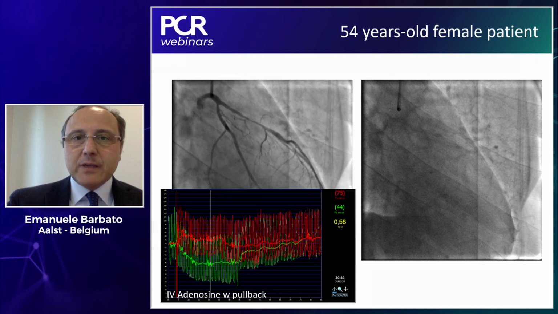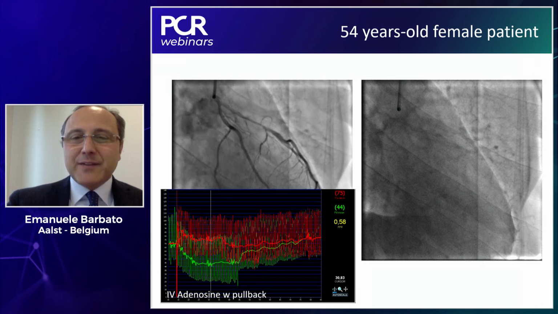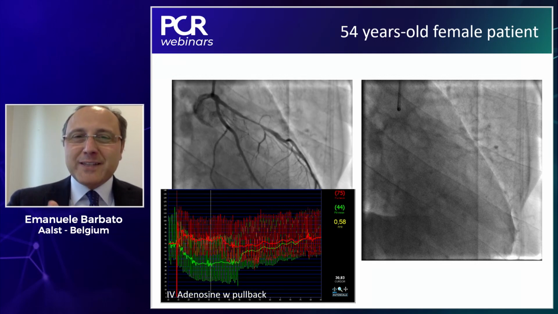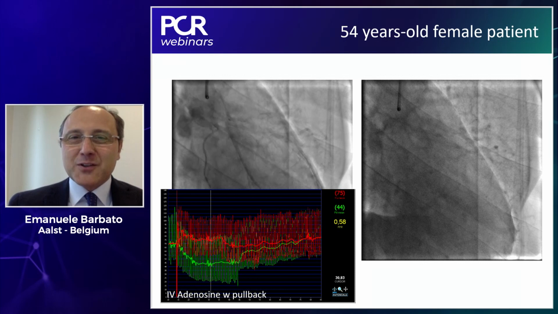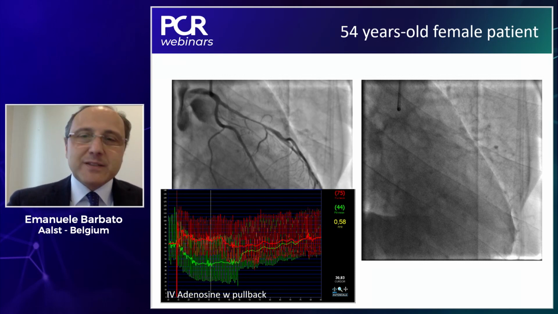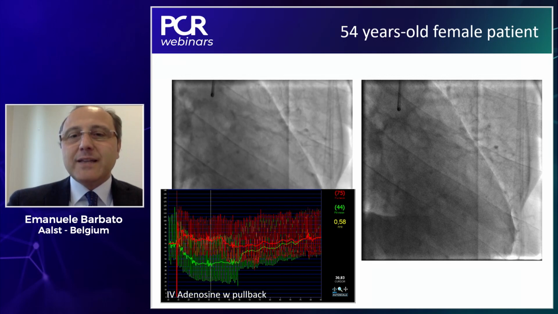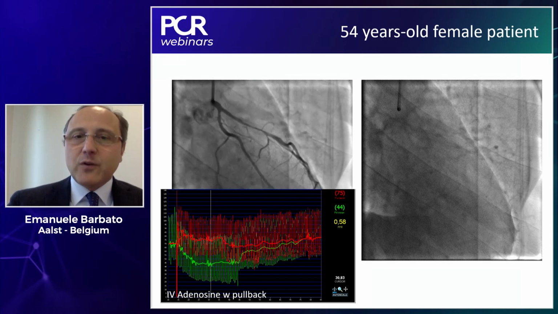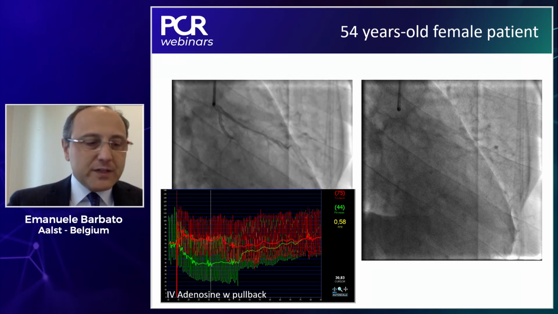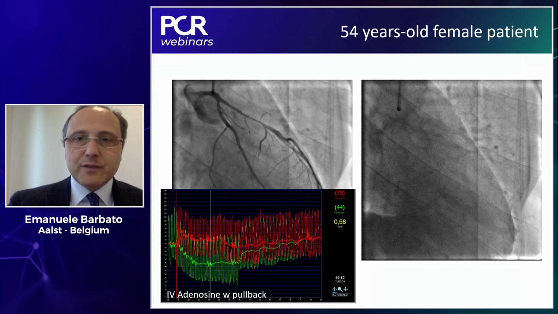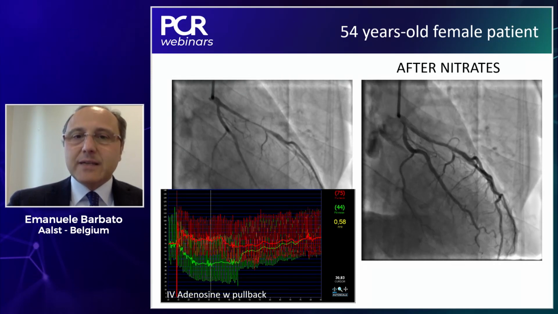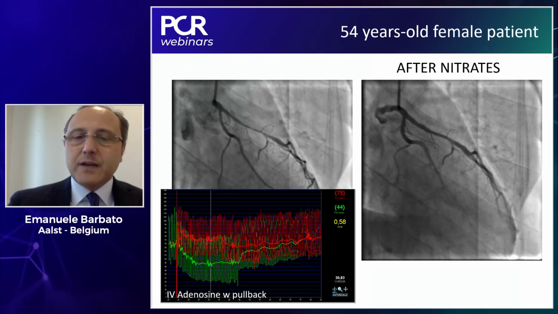So, I must admit, and I think Javier, given his experience with intracoronary physiology, already smelled that something was wrong here, and rightly so, because we forgot, I must candidly admit, to administer intracoronary nitroglycerin before assessing fractional flow reserve in this patient.